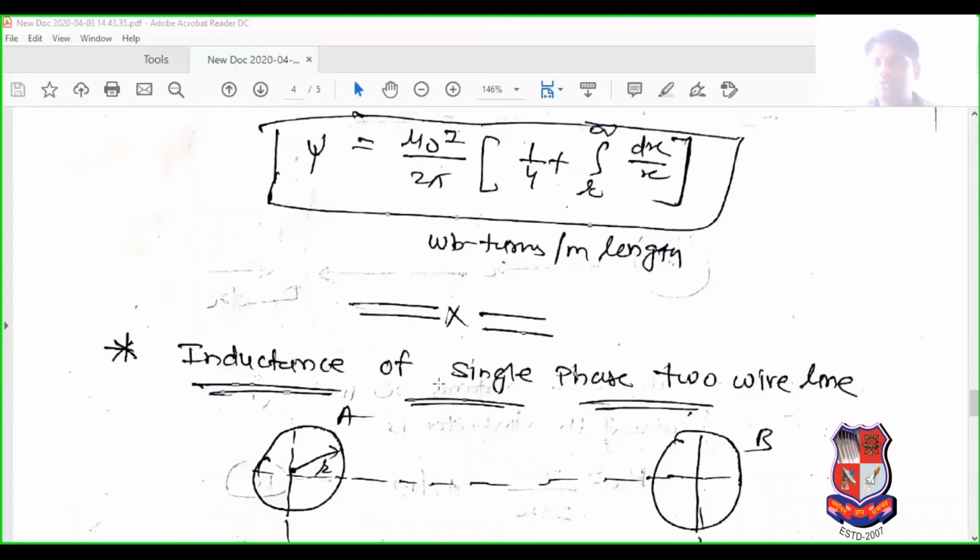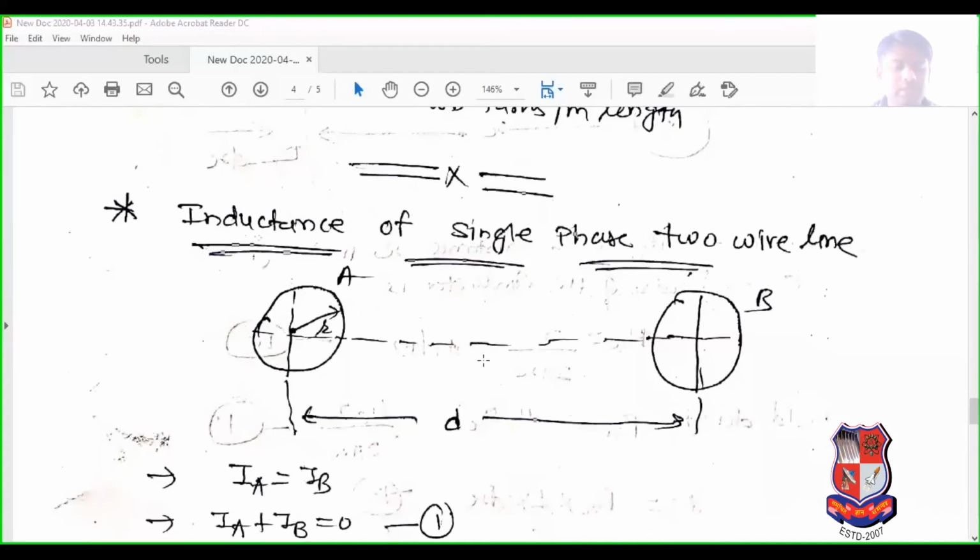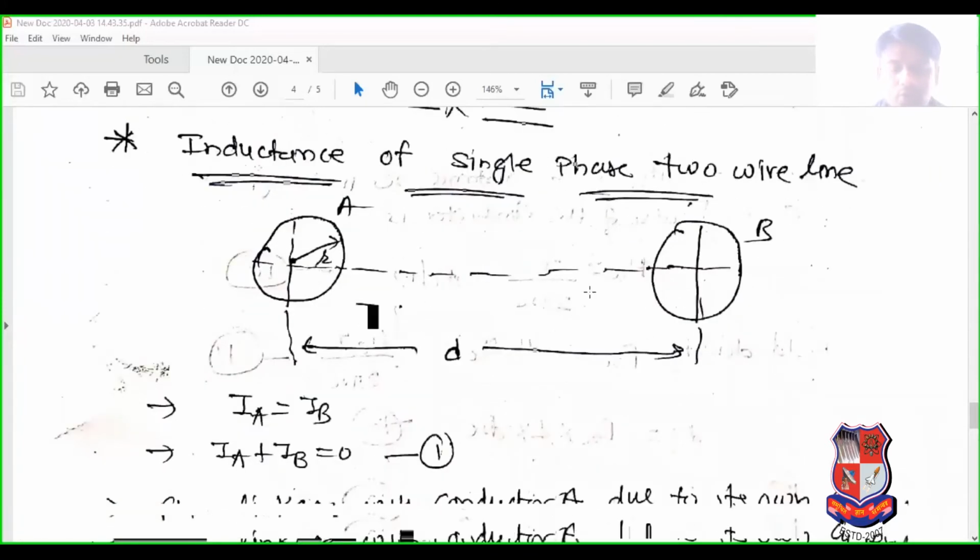Now our next topic is the calculation of inductance of a single phase 2 wire line, right? So how do we calculate the inductance of any single phase 2 wire line? A single phase line basically consists of two parallel conductors. It's a single phase, right? The two parallel conductors form a rectangular loop of single turn.